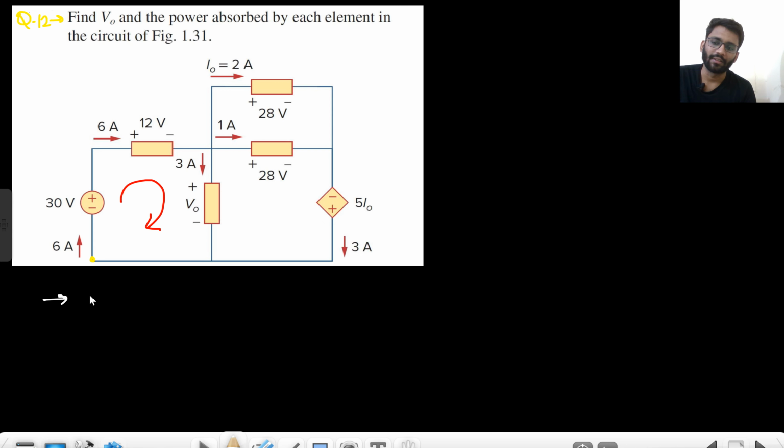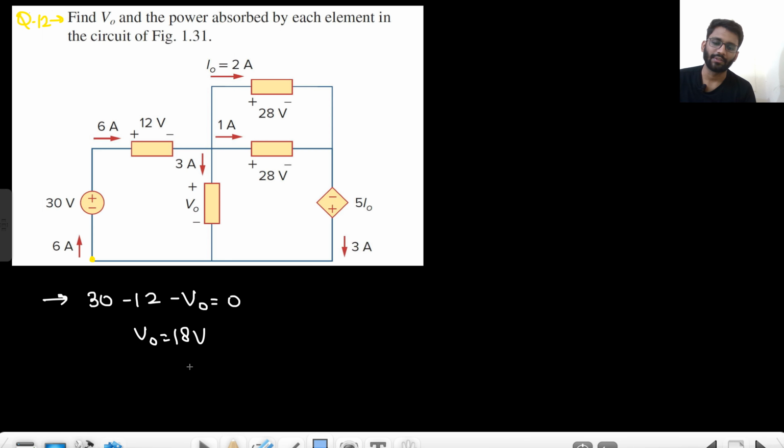From here you jumped 30 volt. From here you jumped minus 12 volt. You are jumping like this. From here you jumped, show the sign positive. From here you jumped, show the sign that is negative. From here you will jump and show the sign that is negative. Understood? So 30 minus 12 minus V naught equals 0. One complete loop we have covered. So V naught is equal to 18 volts.